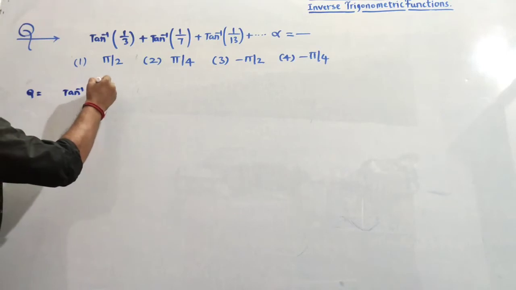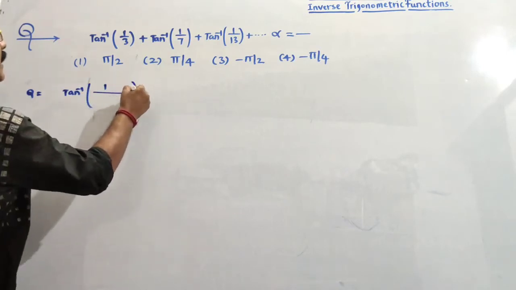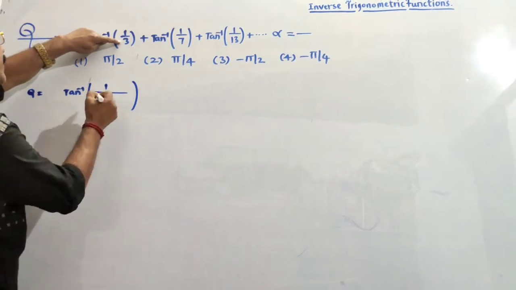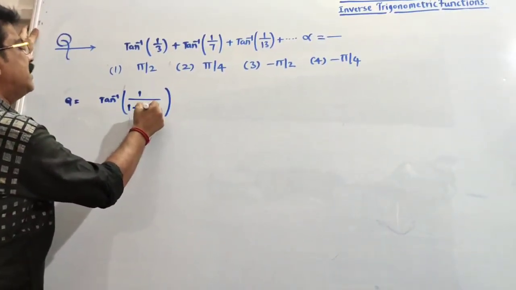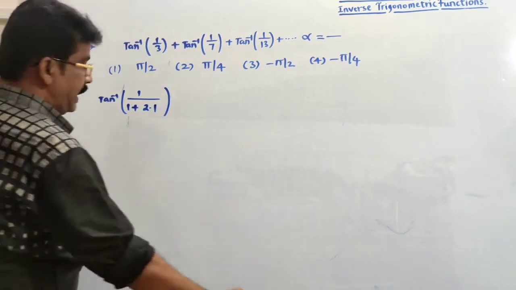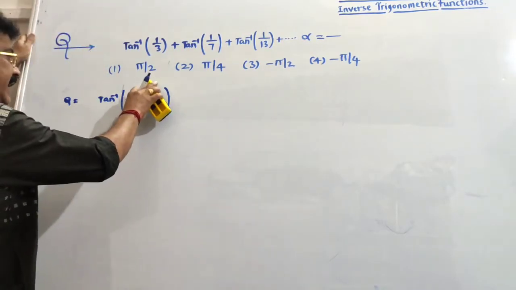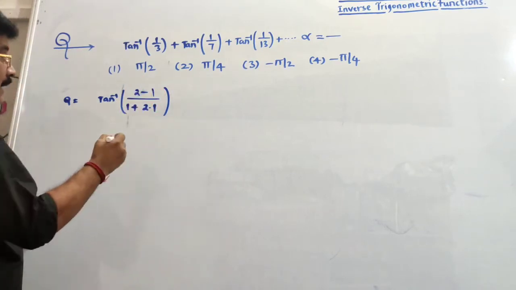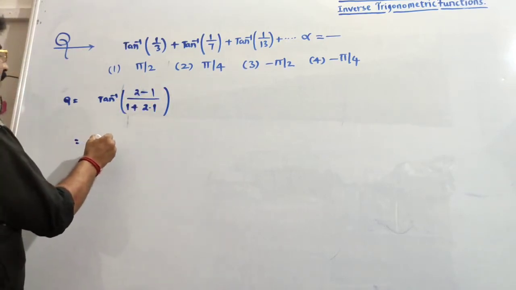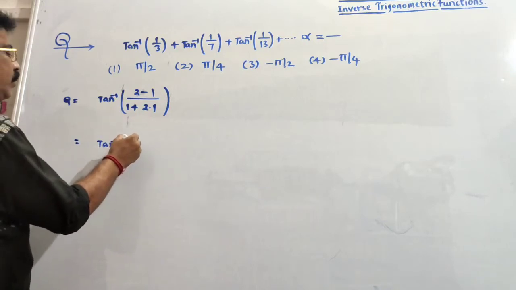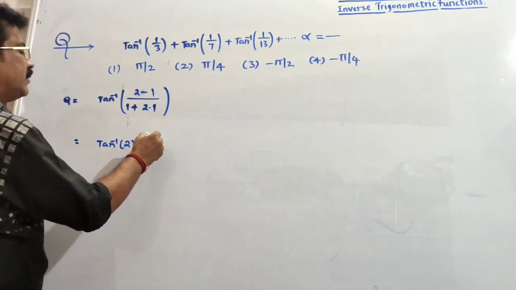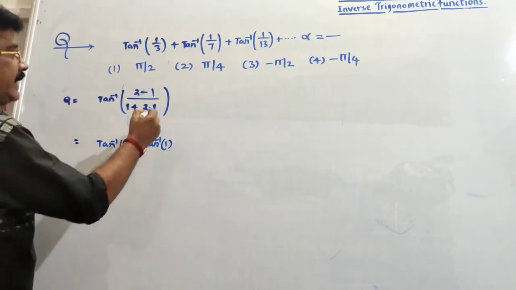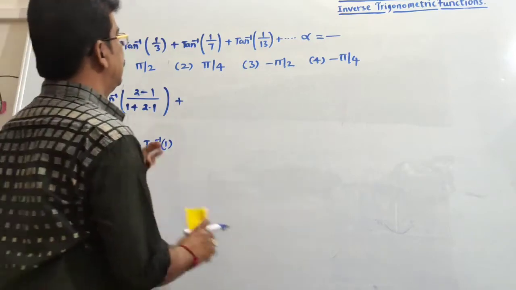So first, the given expression is equal to tan inverse of 1 divided by, actually 3 can be split as 1 plus 2, 2 means 2 into 1. This can be written directly as 2 minus 1. Later it can be written as tan inverse of 2 minus tan inverse of 1. We can write like that.